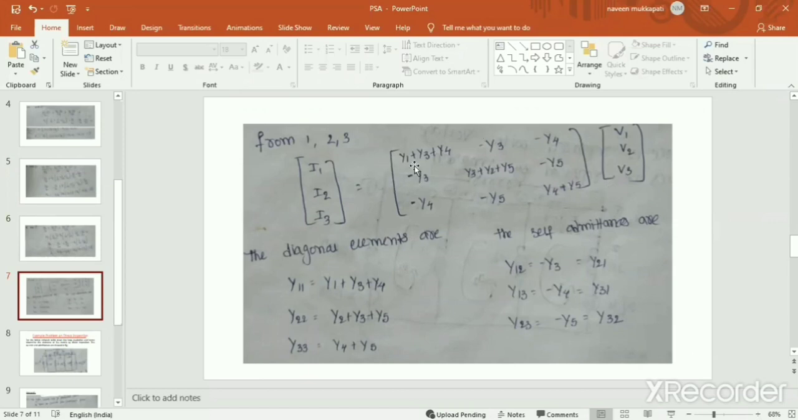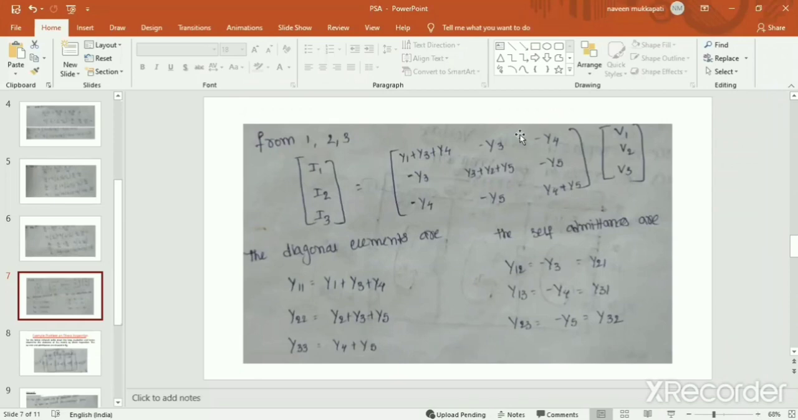Next, write down the diagonal elements. That is Y11, Y22, Y33. Y11 means Y1 plus Y3 plus Y4. Next, Y22 means Y3 plus Y2 plus Y5. Next, Y33 means Y4 plus Y5.